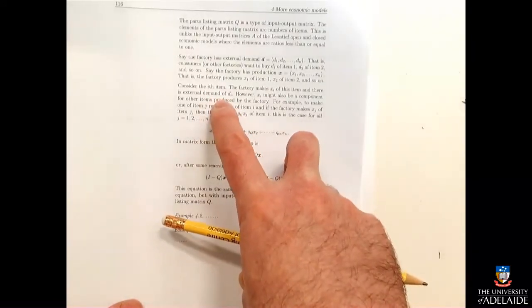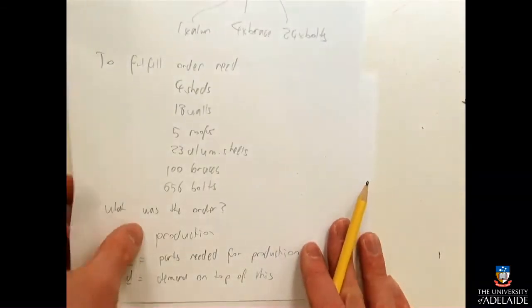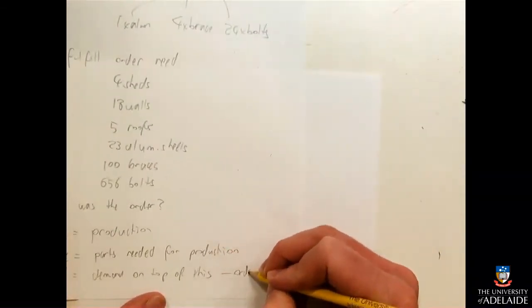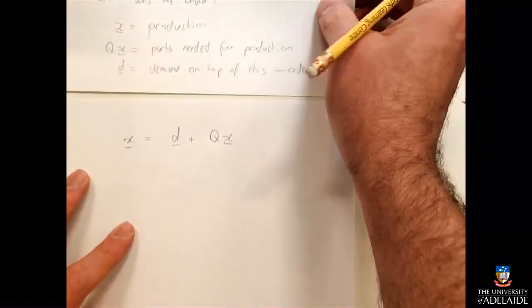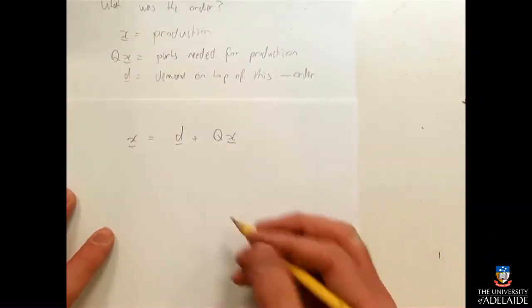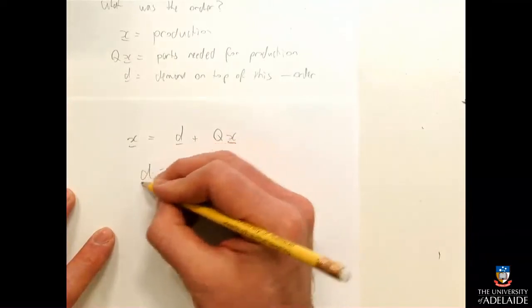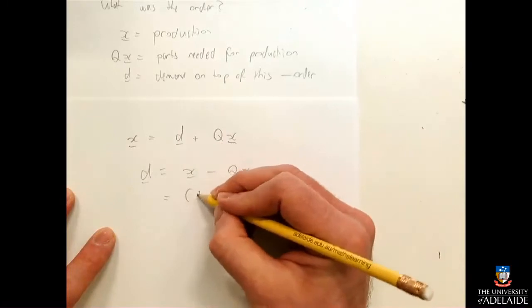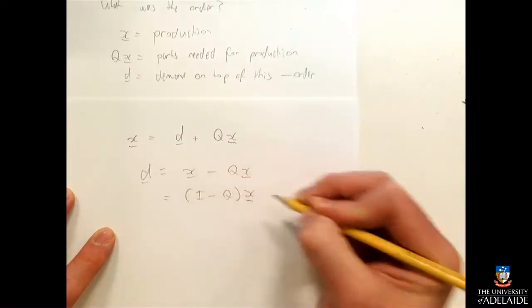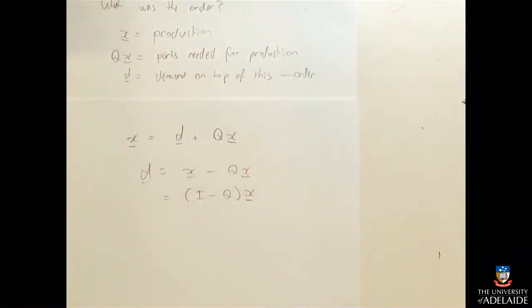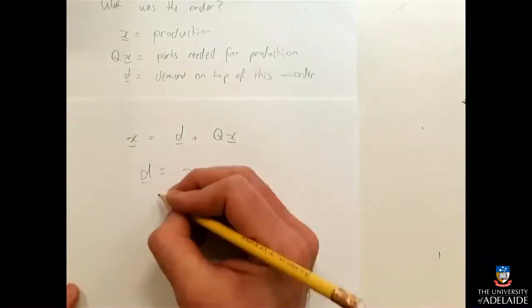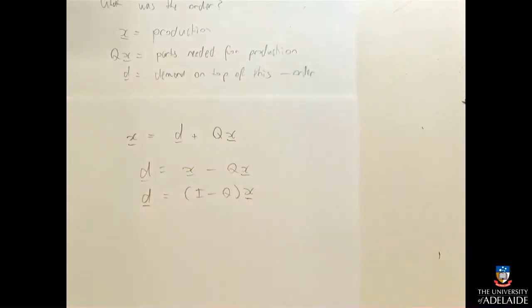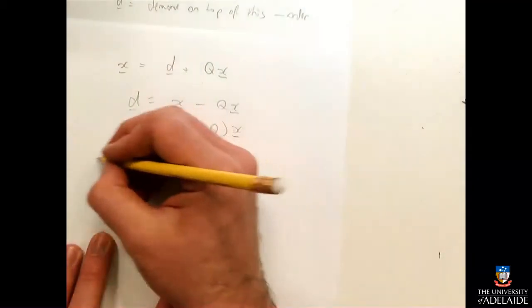External demand sounds like an order from someone else who's asked me to make something. Okay, so I'm thinking that this is the order. And so we get x minus qx, which is I minus q times x. So the demand, which is what we want, is I minus q times x, which I could just figure out what that matrix actually is.